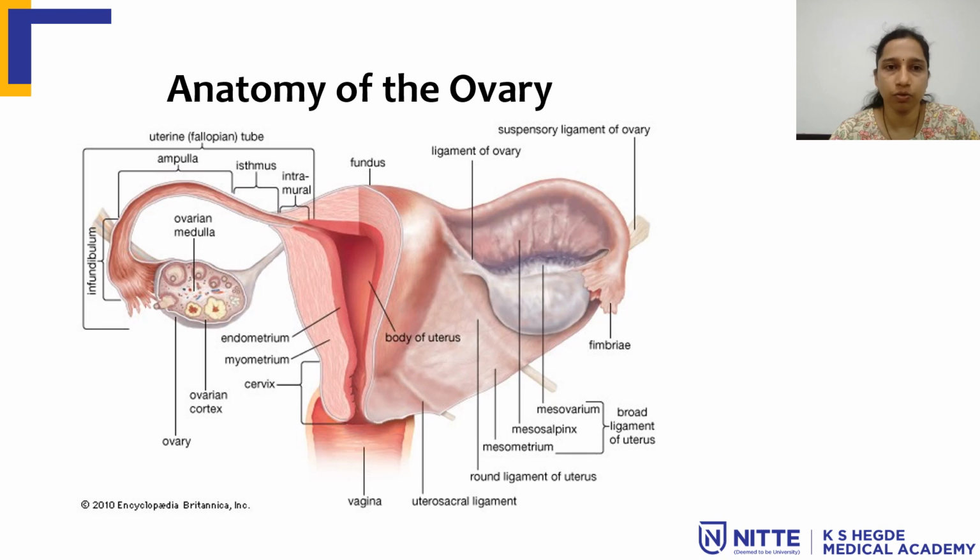Coming to the anatomy, the ovary is a paired pelvic organ which is situated on either side of the uterus. The ovaries are attached to the uterus by the ligament of the ovary, to the lateral pelvic wall by the suspensory ligament of the ovary, and to the broad ligament by the mesovarium.